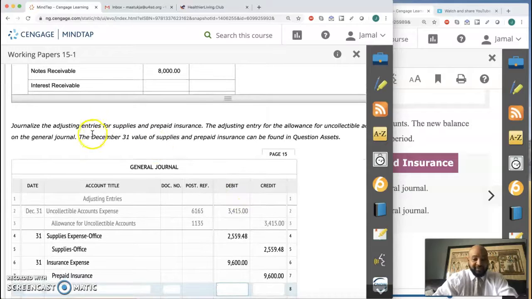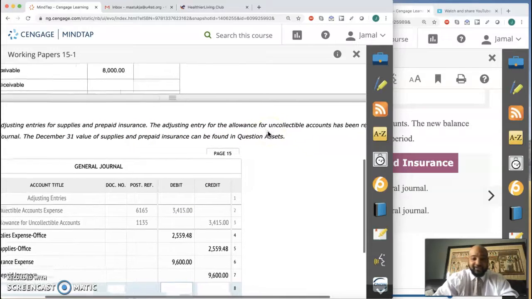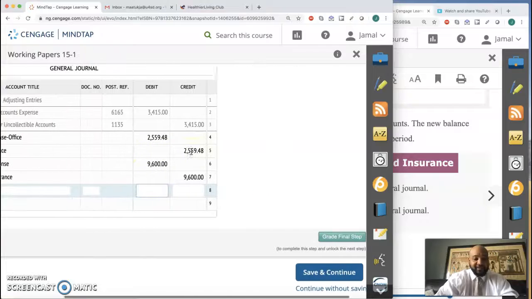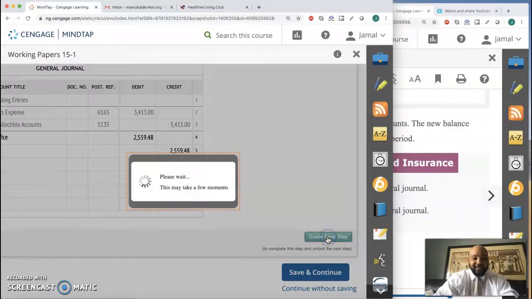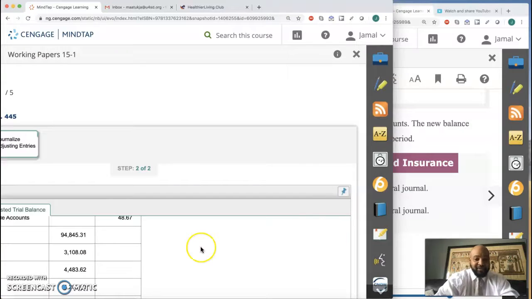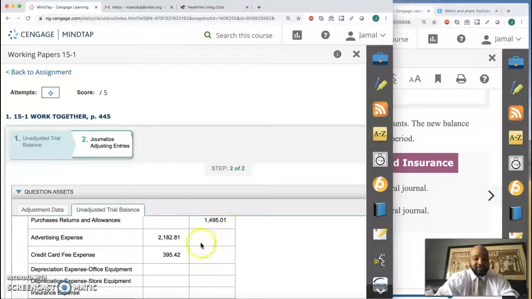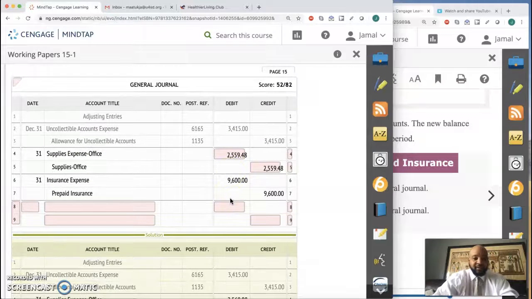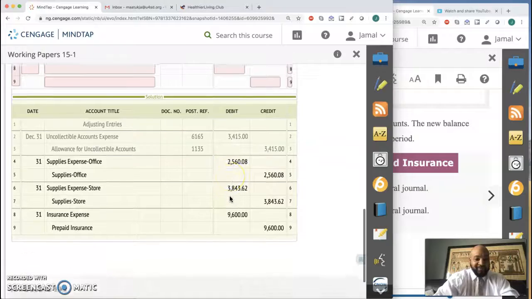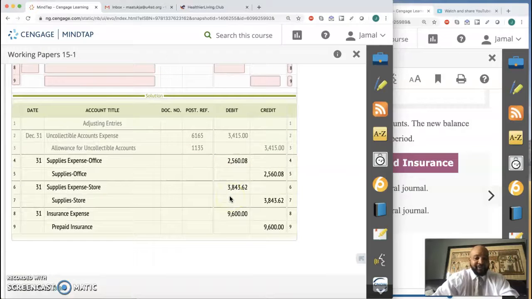Let's make sure we did everything. Journalize the adjusting entries. We did that. Adjusting entry, done, done, done. Good, good, good. Let's grade the final step. Make sure we're on the right page. Take a quick look. They wanted a third one. So what was the third amount? Let's see what they wanted. Also, did they want us to do the store? They didn't say do the store. They just said for the office.